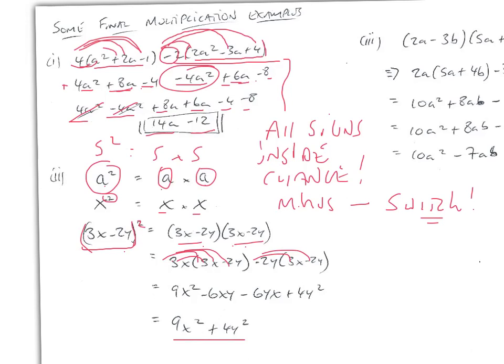And you'll notice here again that the plus 3x times minus 2y becomes minus by plus is minus 2 3's are 6yx. So we're writing what we see. And minus by minus here becomes plus, and 2 by 2 is 4, and y by y is y squared. Okay.